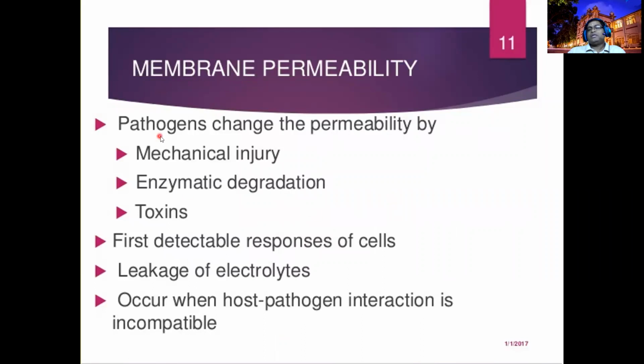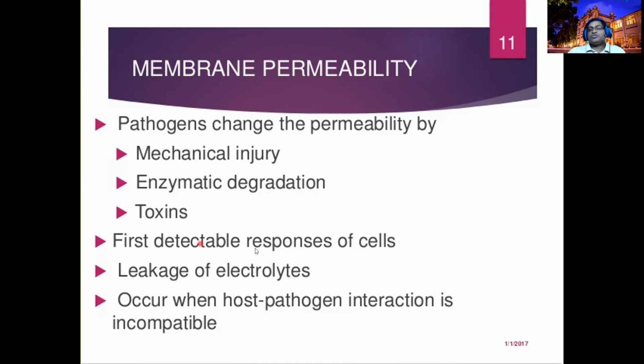So membrane permeability means pathogens change the permeability. If a mechanical injury is created by the penetration peg or stylet, then your plant's permeability will be lost. Then your semi-permeable membrane will not work. Therefore, it allows absorption of all things, or sometimes your permeability is lost and it will not allow absorption of anything.